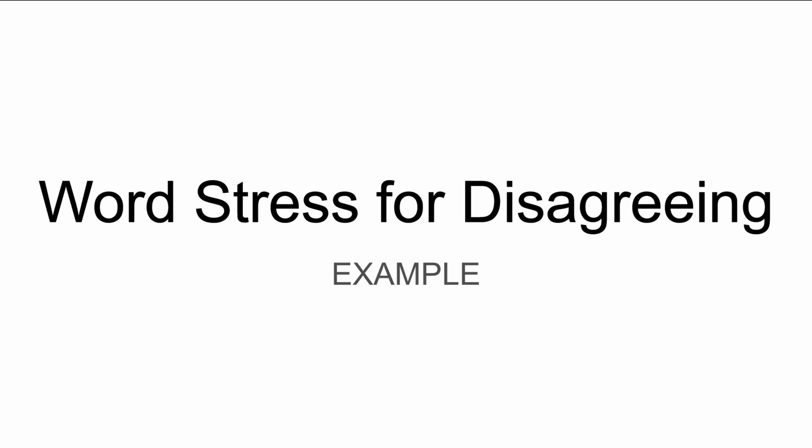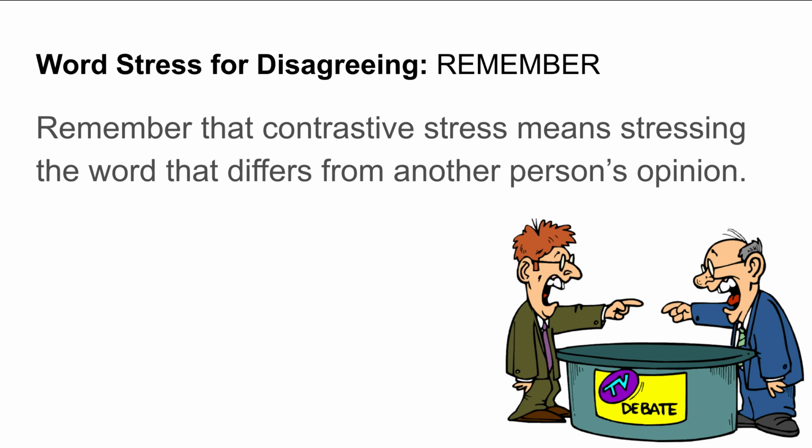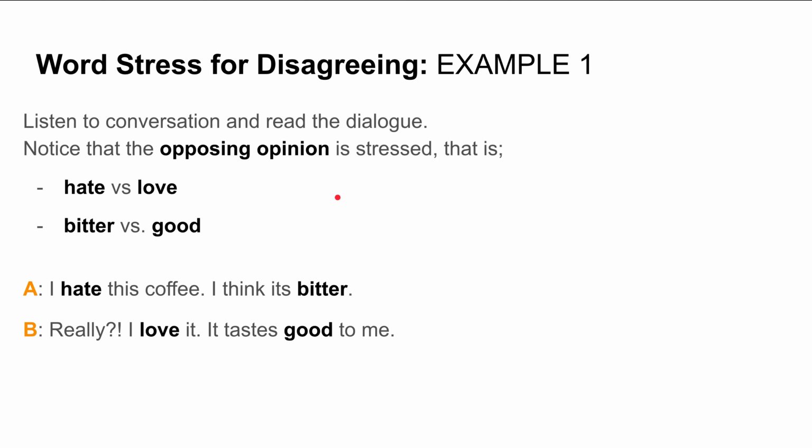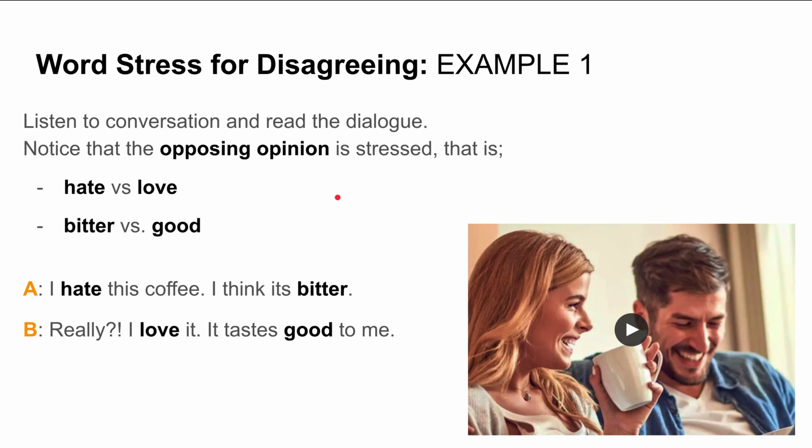Let's look at some examples. But before we look at some examples, please remember that contrastive stress means stressing the word that differs from another person's opinion. Okay, example one. Listen to the conversation and read the dialogue. Please notice the opposing opinion is stressed. That is hate versus love, bitter versus good. Okay, go ahead. Listen to the conversation and read the dialogue.